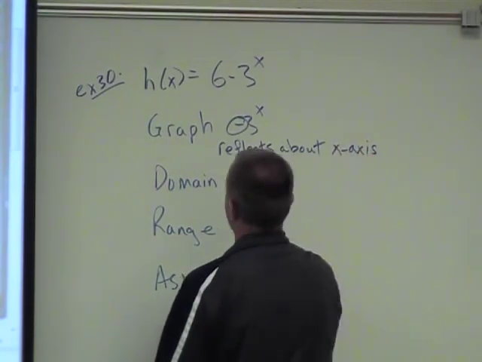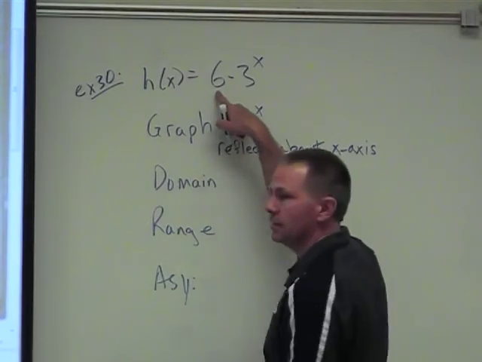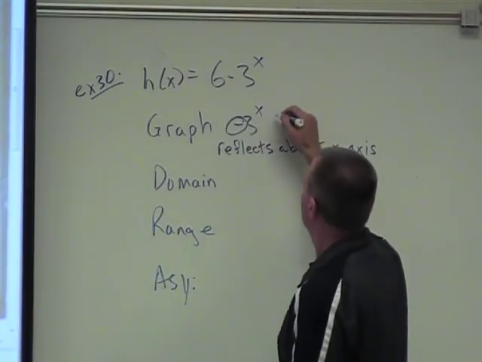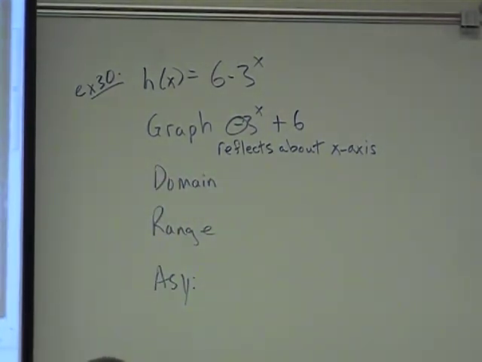Reflected about the x-axis. So 3 is still larger than 1, so it's an increasing function, but when you put a negative in front of it, it shows that it's decreasing below the x-axis, okay? Alright, having said that, watch what I'm going to do here. I'm going to put this positive 6 over here. Put that on the second line and graph it and tell me what happens.